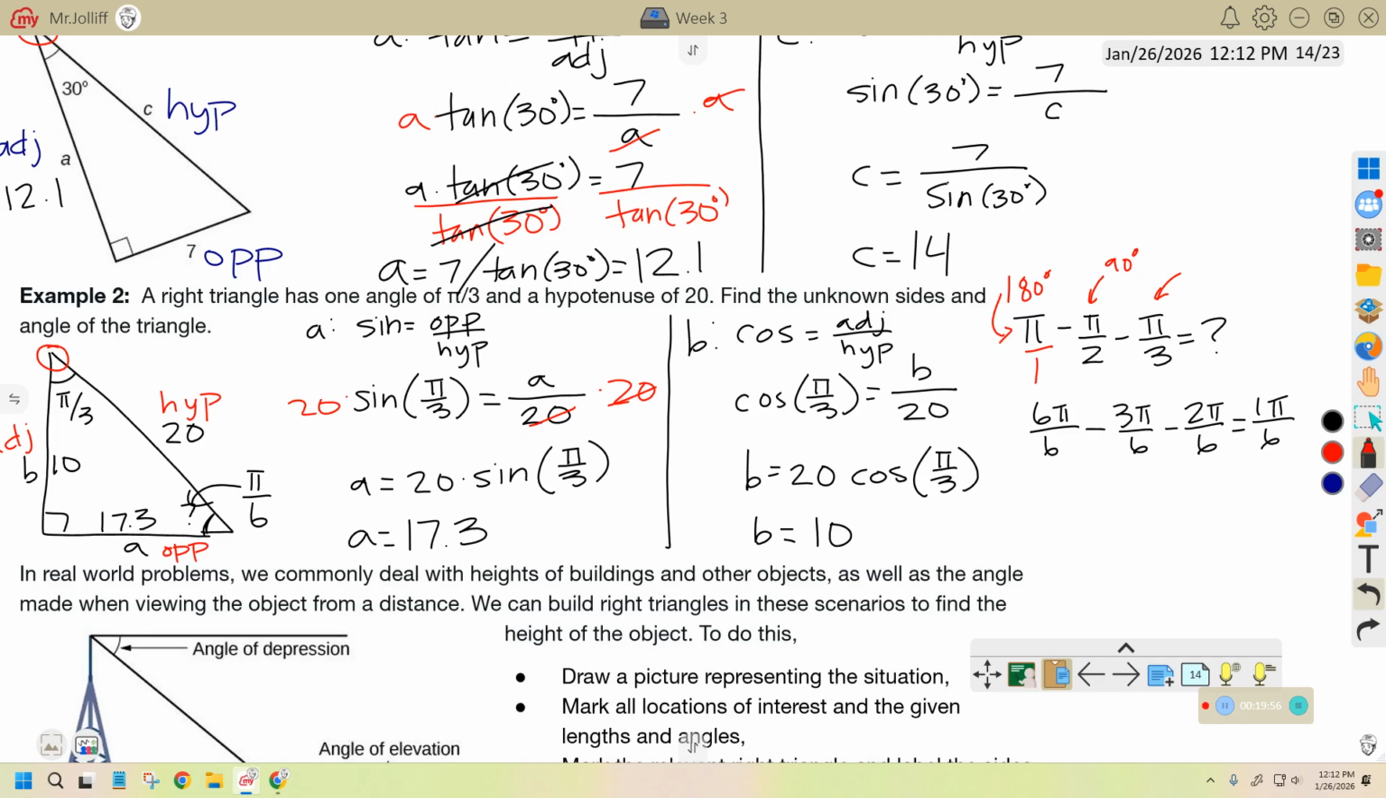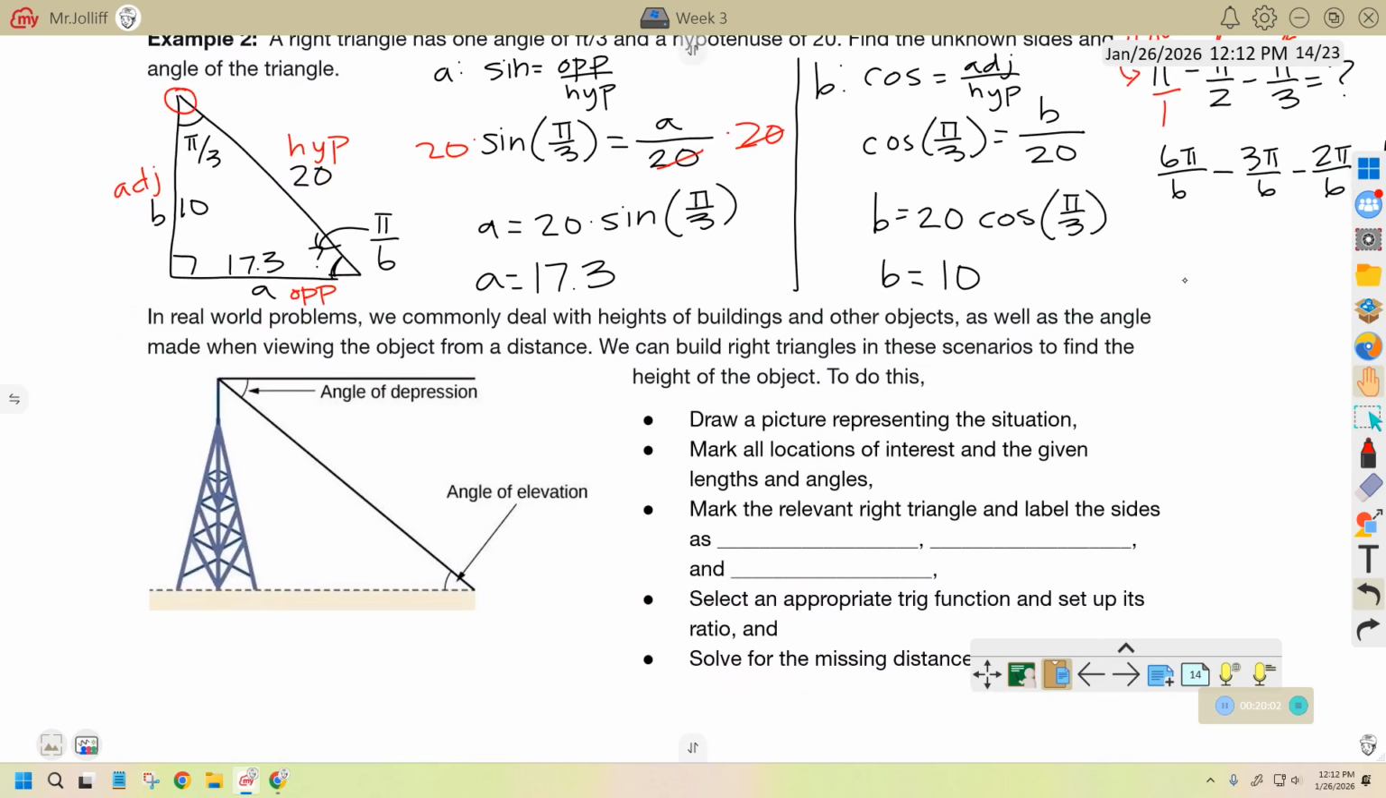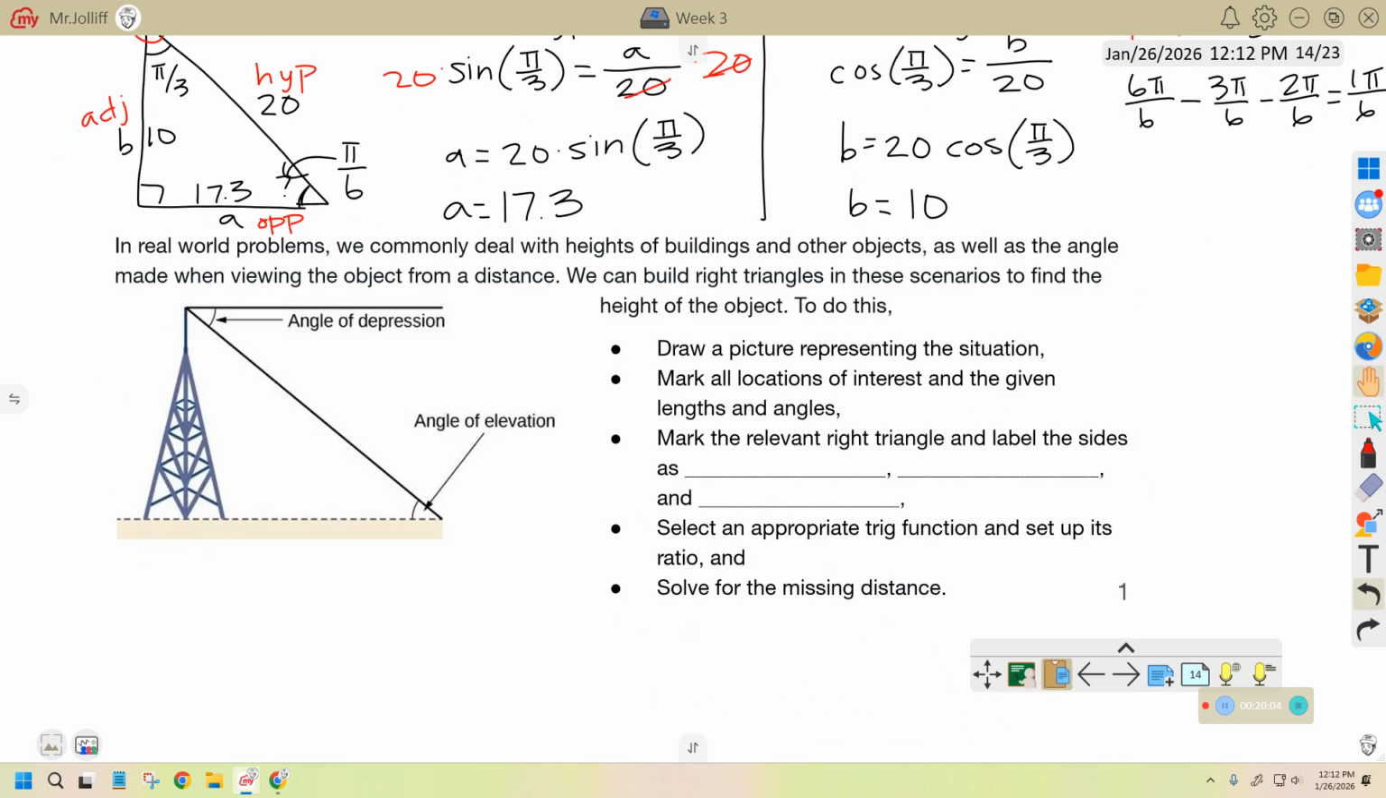So the reason we do that is so we can solve real world problems. That's the whole point. So in real world problems, we are often using right triangles to find missing distances. And we're typically doing that with the height of things, heights of buildings, heights of trees, heights of humans, heights of things.